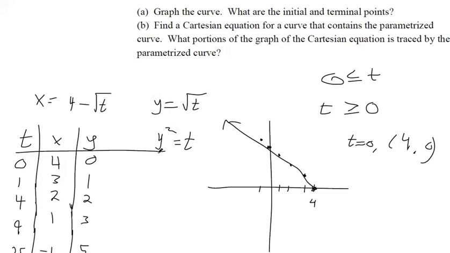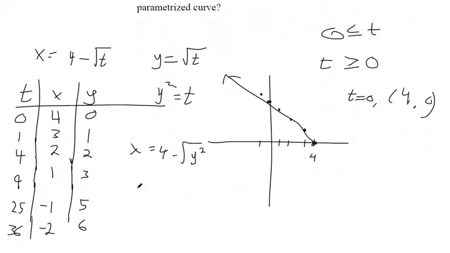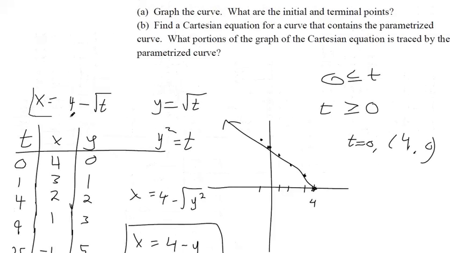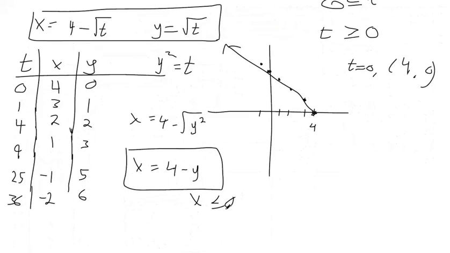Okay. So if I plug in y squared in for t in this equation, then I get x is 4 minus the square root of y squared. Or in other words, x is 4 minus y. But that has to be only when x is less than or equal to 4, okay? Look, this is the Cartesian equation that represents this parameterized curve, but only when x is less than 4, okay?